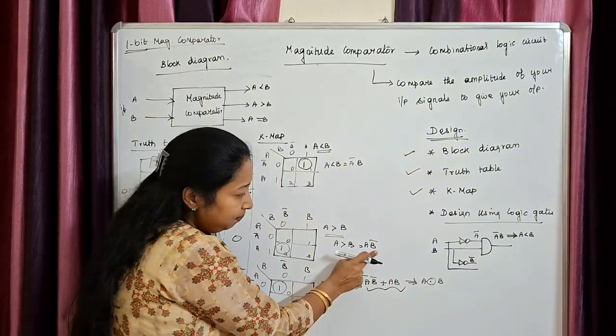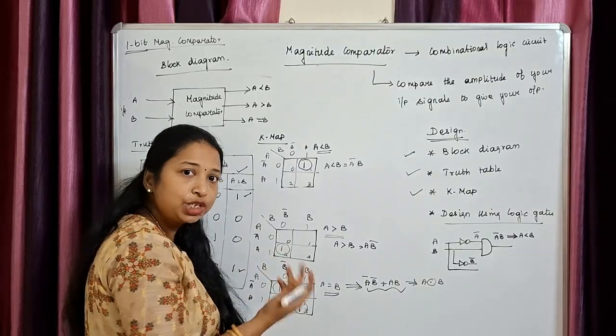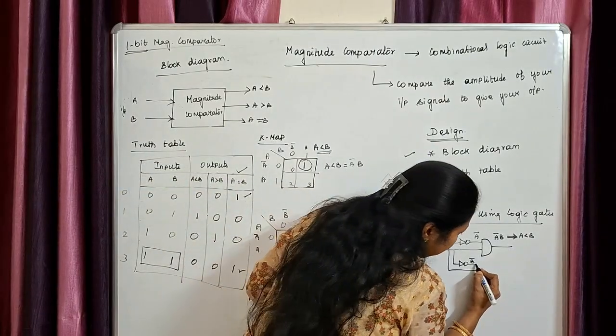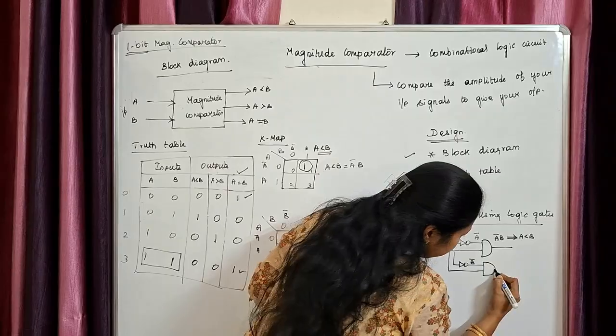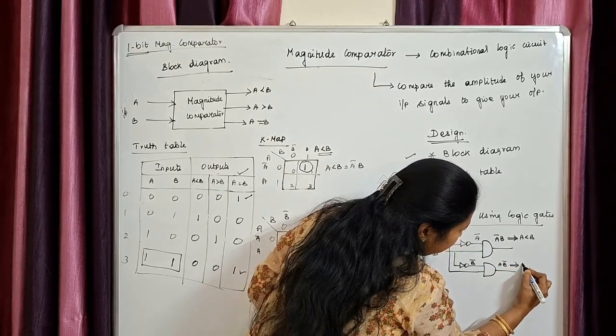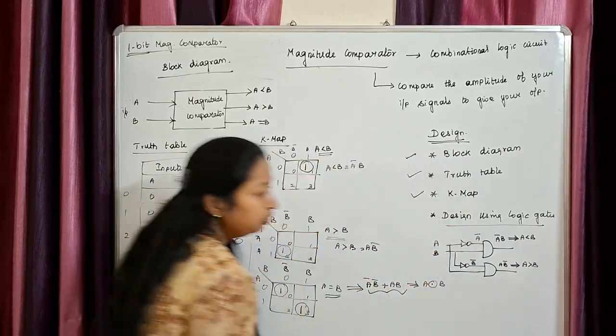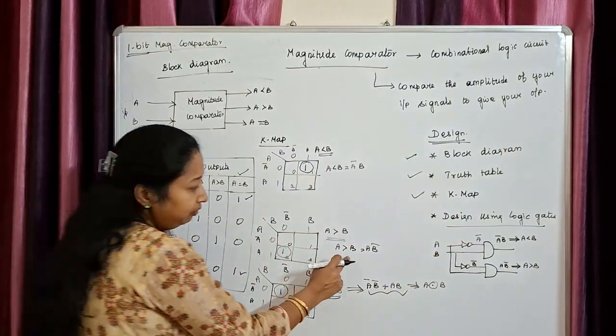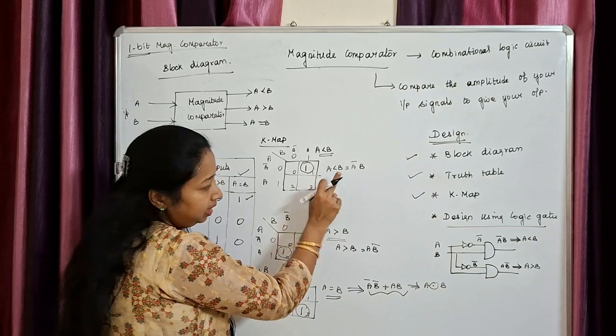Now, A and B bar. These two are product terms. So, which gate should I use? I'll be using my AND gate. So, what is the output of this? This is A into B bar, which is my A greater than B output. Is it clear? We are done with designing A greater than B and A less than B.